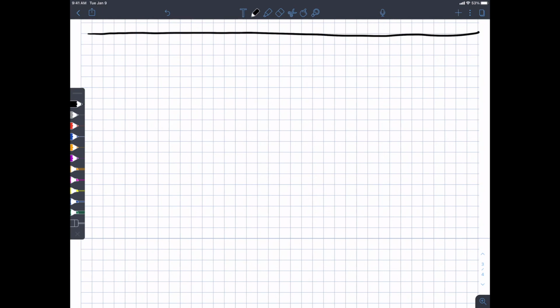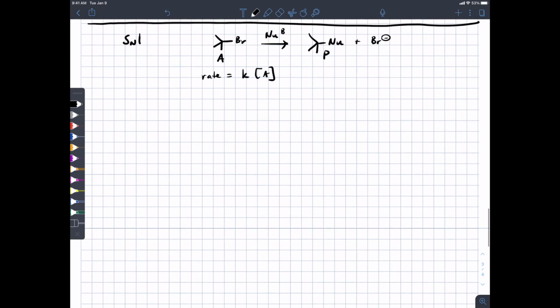Now at this point you might be saying, hold on, I was told that the SN1 reaction of this starting material R, well, let's just call it A to be consistent with what we've done so far, is going to react with some nucleophile to give the following product and the leaving group Br minus. I was told, product P, nucleophile B, that the rate law for that reaction only depended on the concentration of starting material and not the concentration of nucleophile.